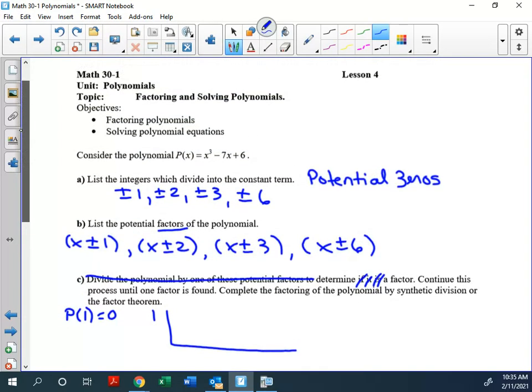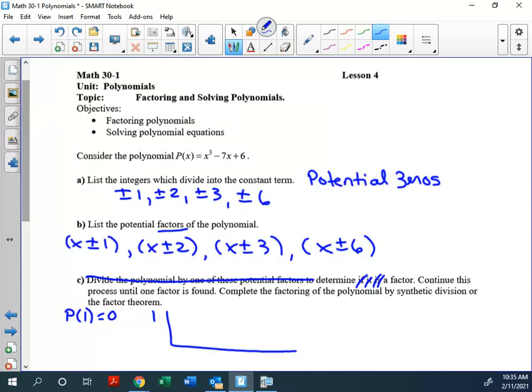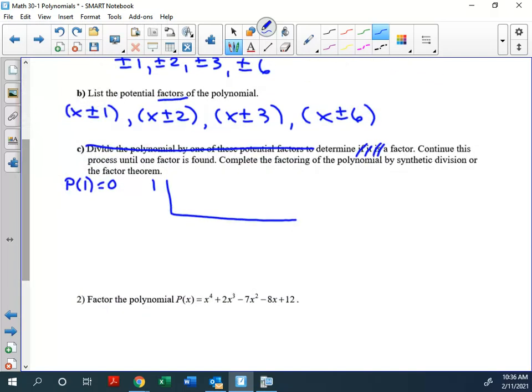Now that I've got that, I grab my coefficients, recognizing it jumped over x squared. So what do I have to make sure I put into my synthetic division? A 0 for that placeholder. So 1, 0, negative 7, 6. Got to have that column. Drop, multiply, add, multiply, add, multiply, add. Again, if you don't get 0, you've done something wrong. Stop, go fix it before you proceed.